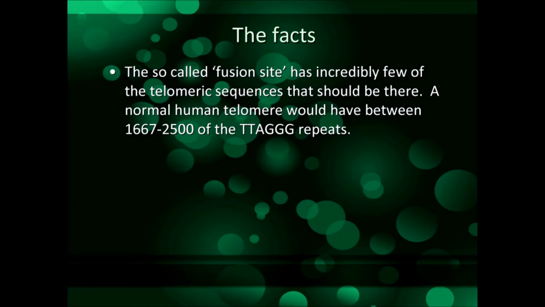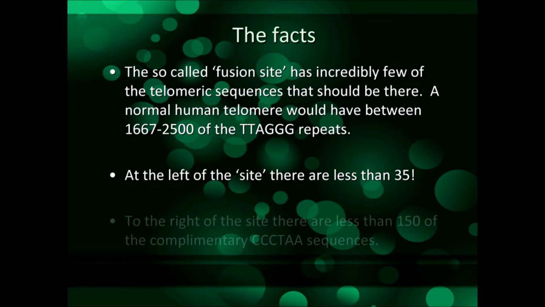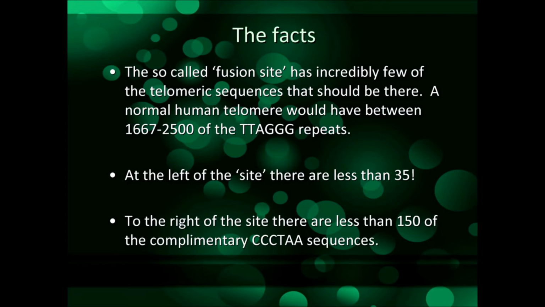A normal human telomere would have between 1,667 and 2,500 of these TTAGGG repeats. At the site, there's less than 35. That doesn't seem to fit the story of telomere fusion at all. And to the right of the site, there's less than 150 of the complementary CCCTAA sequences. Again, this doesn't fit the fusion notion, because if there were supposed to be, let's say, 50,000 of these repeating sequences, the percentage that you have is very, very small.